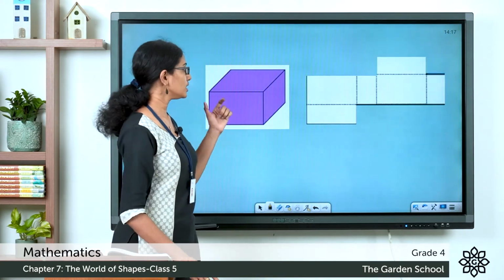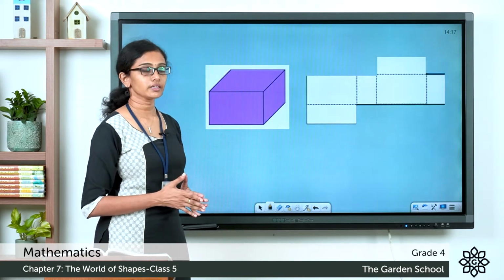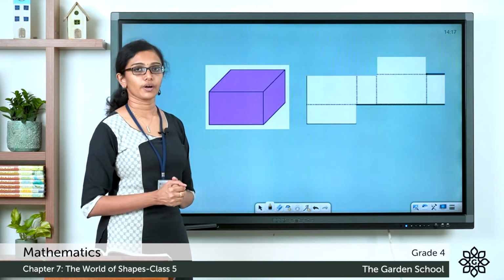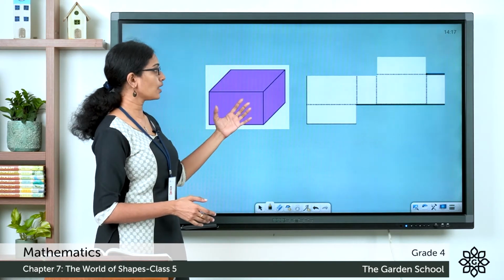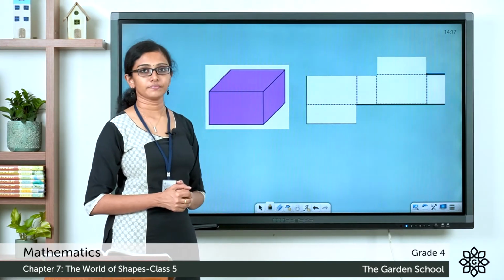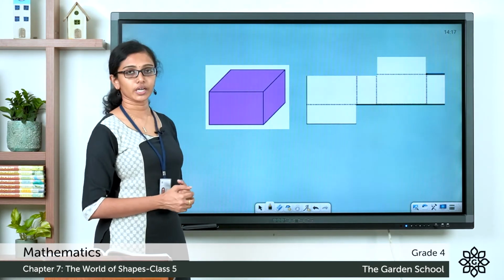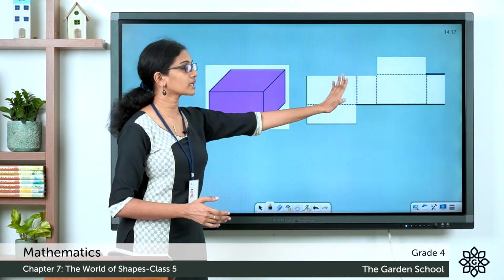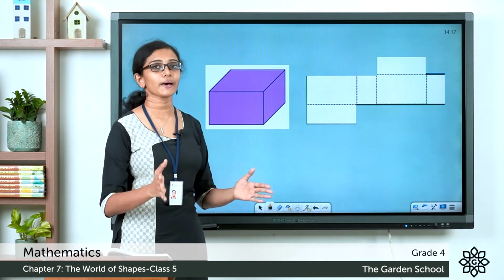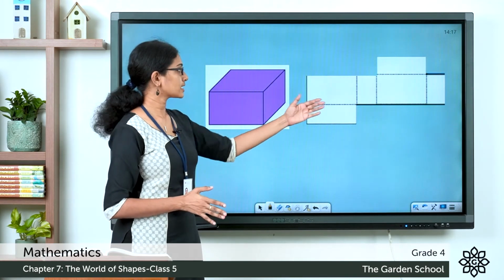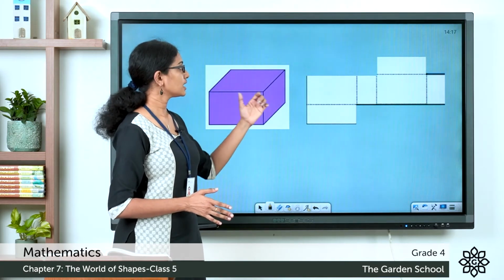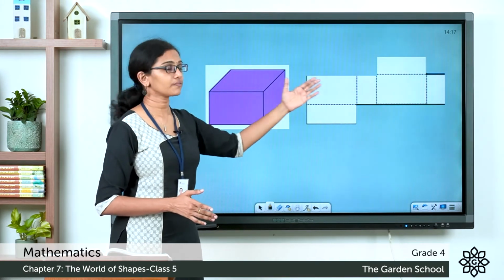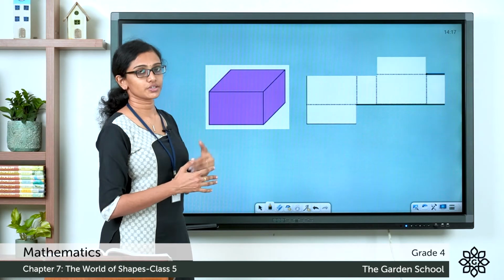See this example. Here you can see a cuboid. This is the net of a cuboid. We have unfolded this cuboid and we have got a pattern here. So the cuboid is a 3D shape. When you unfold it, it becomes a 2D, or two-dimensional, pattern. And this is the net of this cuboid. And see, it has got the same type of faces as that of the 3D shape.